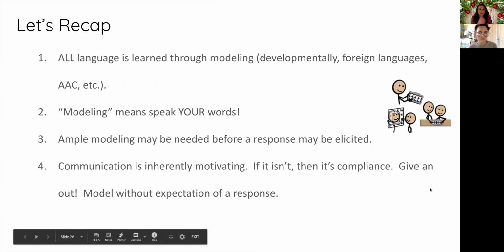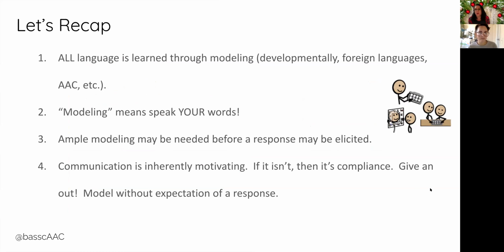Okay, so now we've made it to our recap. All languages are learned through modeling or that aided language input, whether it's developmental language from birth, learning a foreign language, or for our AAC users, learning an AAC system. All of these languages have to be learned through that exposure without a response required. Modeling means that you're going to speak your words on their AAC system. I know it says modeling here, but we're going to continue to mostly refer to it as aided language input. And again, it's just speaking your words on their AAC system so that they can learn their language that way.